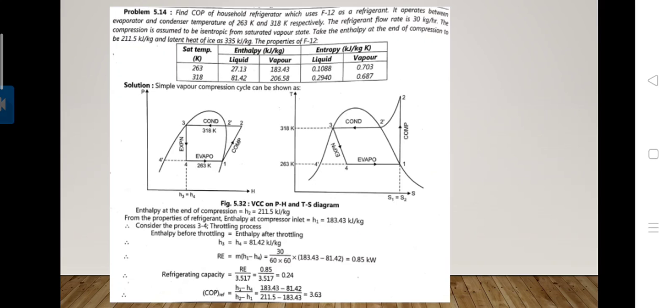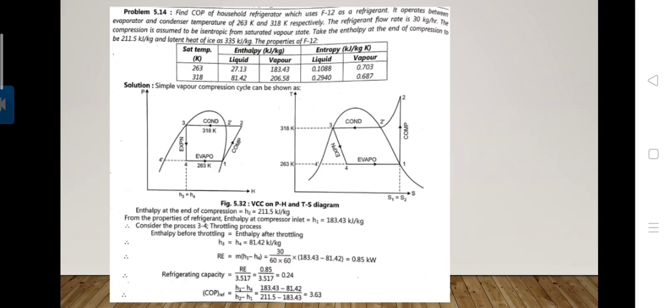183.43. Why do we take the value of 183.43? Because when the compression entry takes place, the refrigerant is in vapor state, that's why we take the value of vapor at saturated temperature 263, which is the low temperature, that is the entry temperature of the compressor.